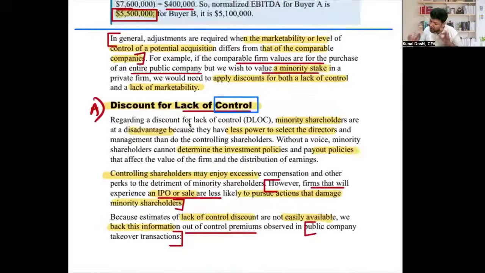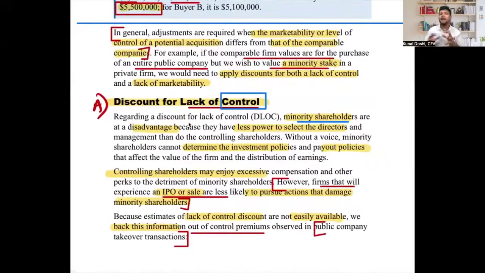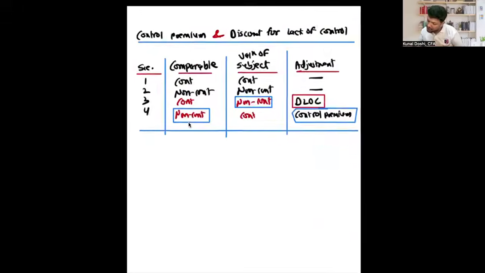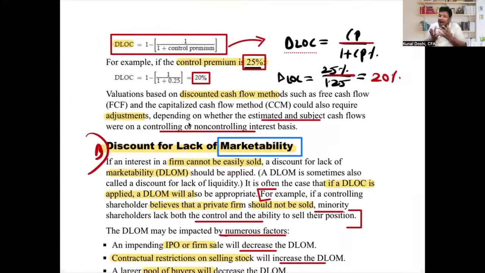Let me discuss that. Lack of control means if you're going to be a minority shareholder, you will have less control, isn't it? Because you will not have enough power on the decision making, especially if it's a private company. So the shareholder rights are not as protected in a private company compared to a public company, right? Correct. So here, what do I need to do? I need to either add if I'm going to take control, or I need to increase the discounting rate.